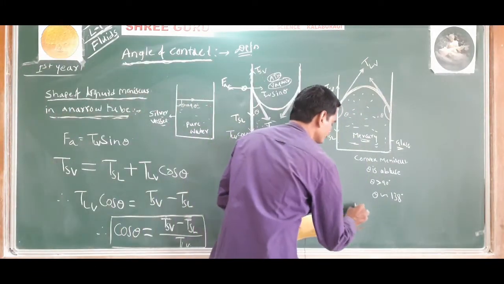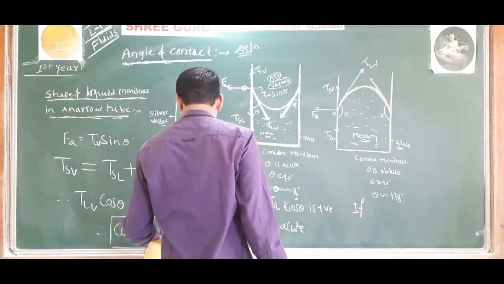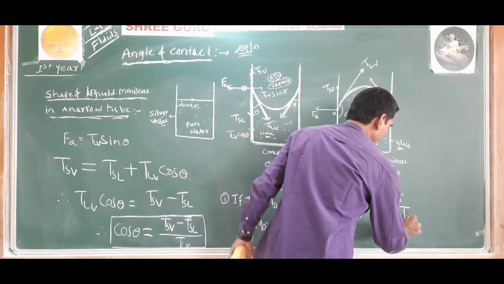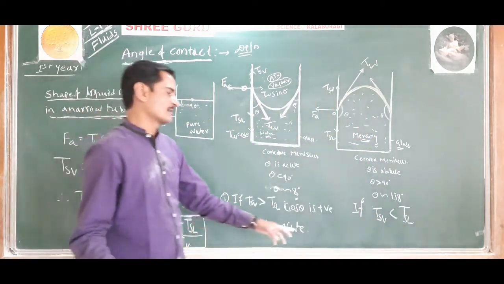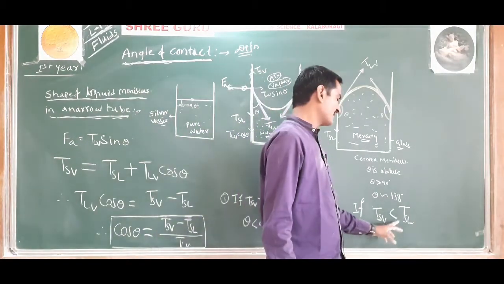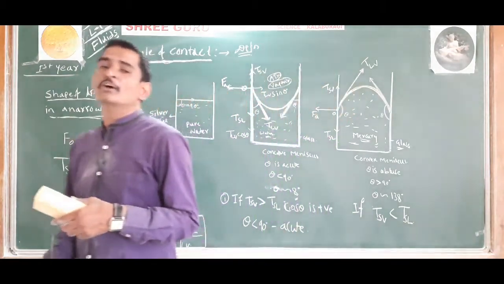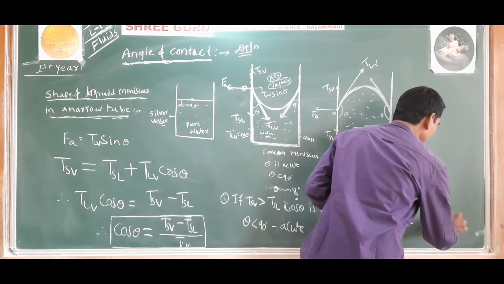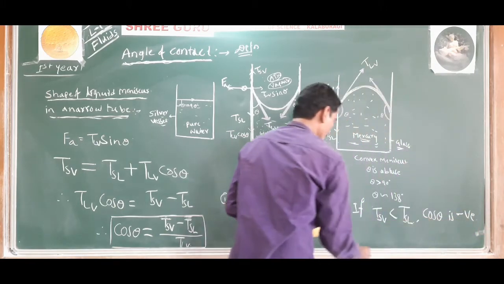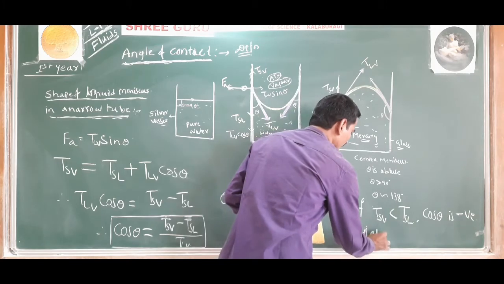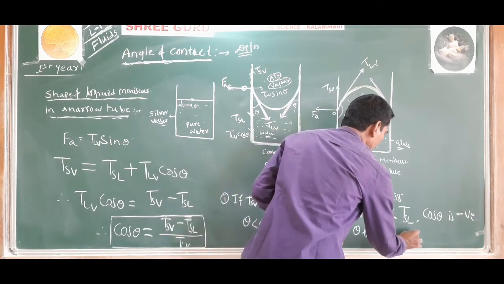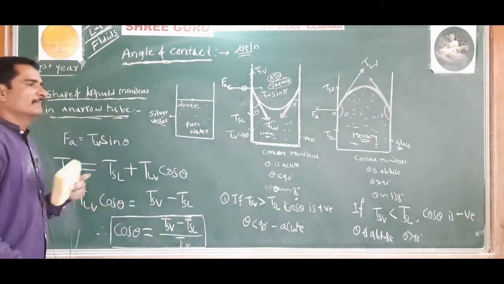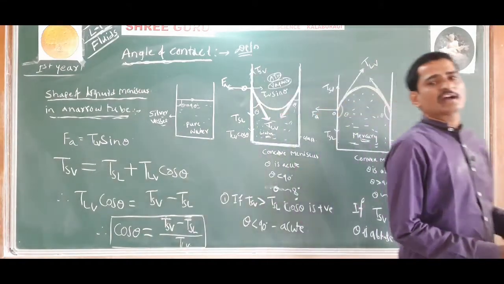So now, if TSV is less than TSL, that is the force of surface tension between solid and vapor is less than the force of surface tension between solid and liquid, then cos theta will be negative, meaning theta is an obtuse angle, that is theta will be greater than 90 degrees. So the shape of the meniscus will be convex upward.